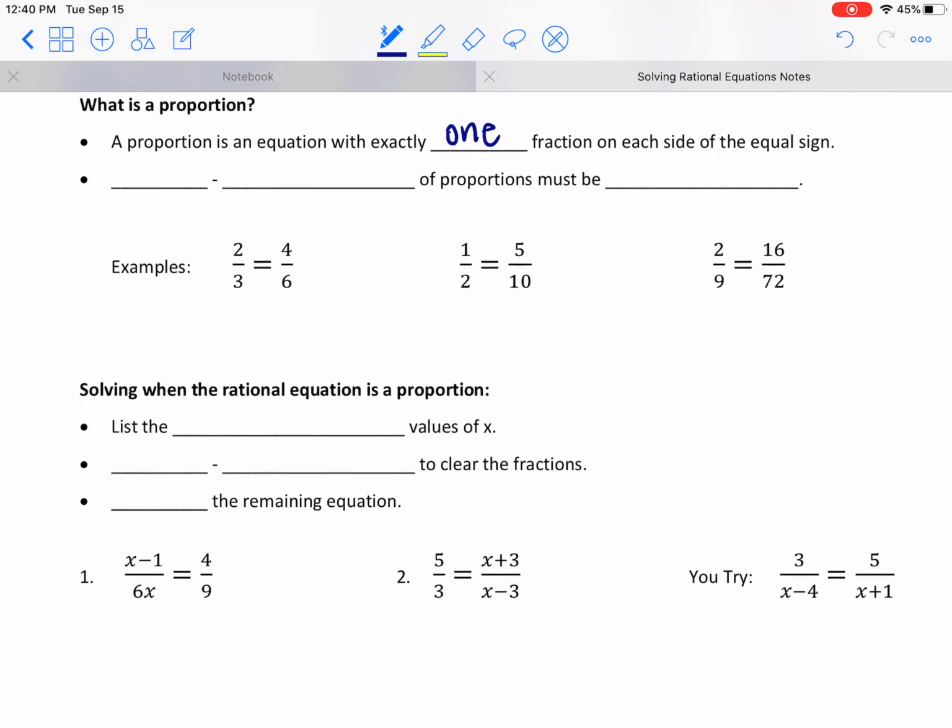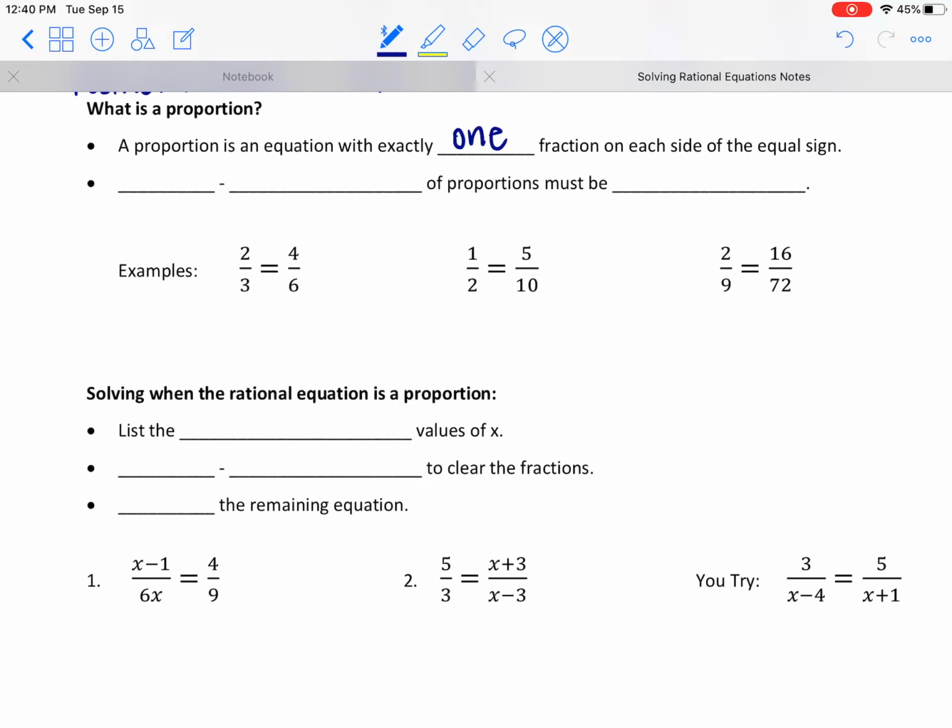And proportions have a nice feature. I'm not sure if you know this. You probably do, but maybe it's been a little while since you've seen it. So these are all examples of proportions, right? 2/3 we know is equal to 4/6. 1/2 we know is equal to 5/10. 2/9 is equal to 16/72, and maybe that one's not as obvious.